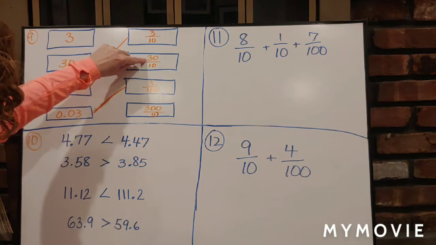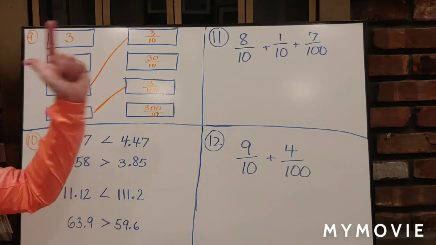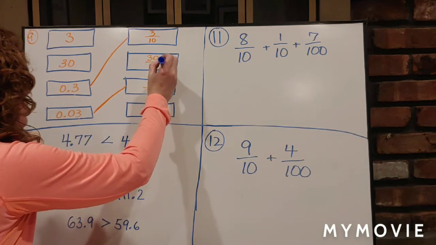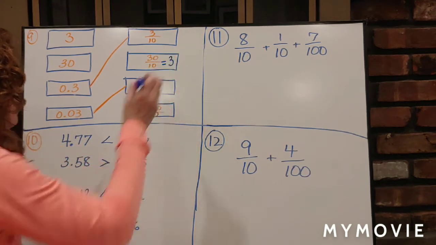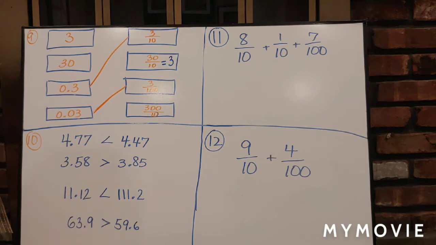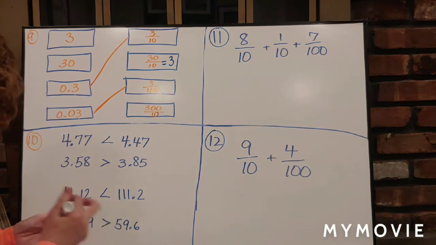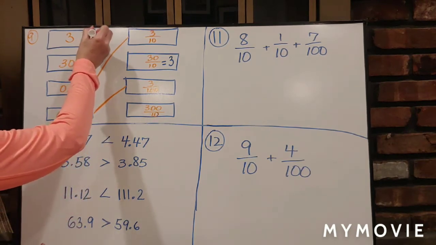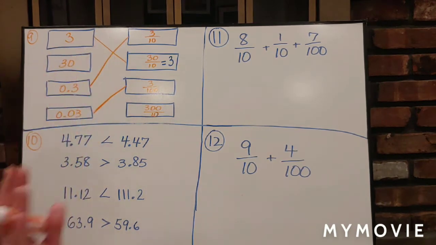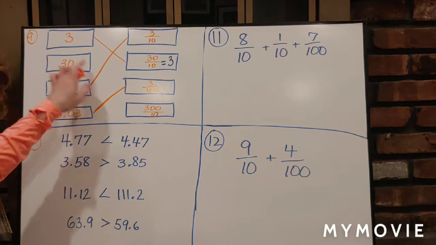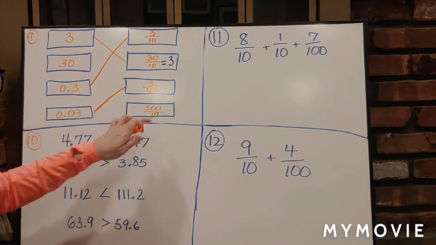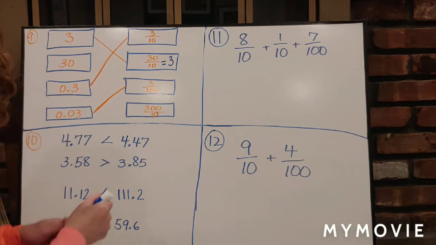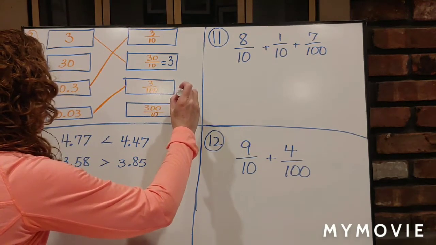10 goes into 30. Let's count. 10, 20, 30. So this equals 3. So that means this goes to this one. Now, I know what everyone's going to do right now. You're going to say, oh, this is the last one, it has to go together. But we really need to make sure that's true. So we're going to make this division problem here.